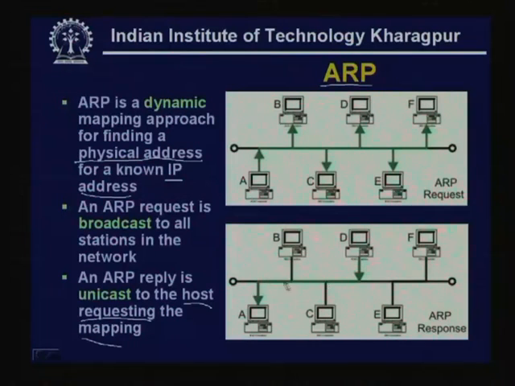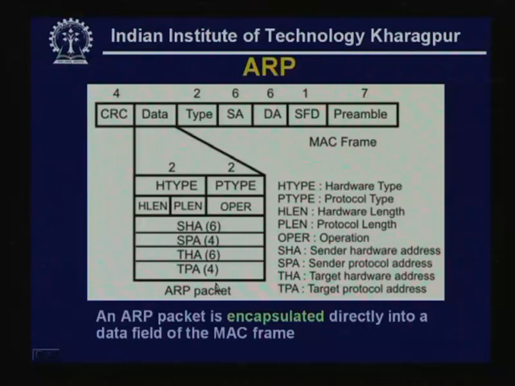Here it is a unicast, that means one to one. It sends the packet to host A providing the physical address, and for that purpose a special type of frame is used. This is the ARP packet, and the ARP packet is encapsulated in the MAC frame. As you can see, this is the typical Ethernet frame: preamble, then SFD for synchronization and frame detection, then destination address, source address, and data. These are all 6 byte addresses, 48 bit addresses.